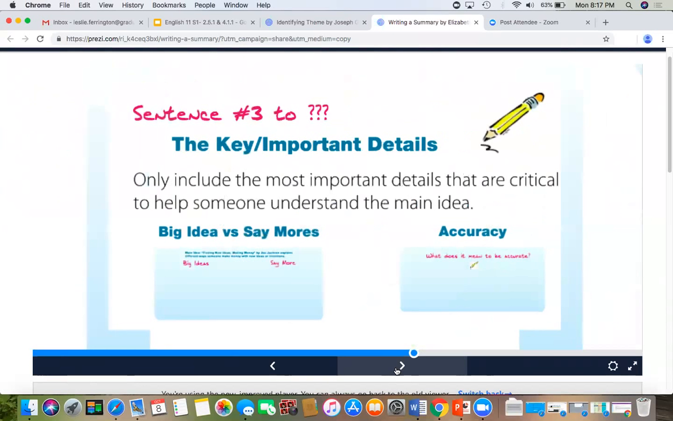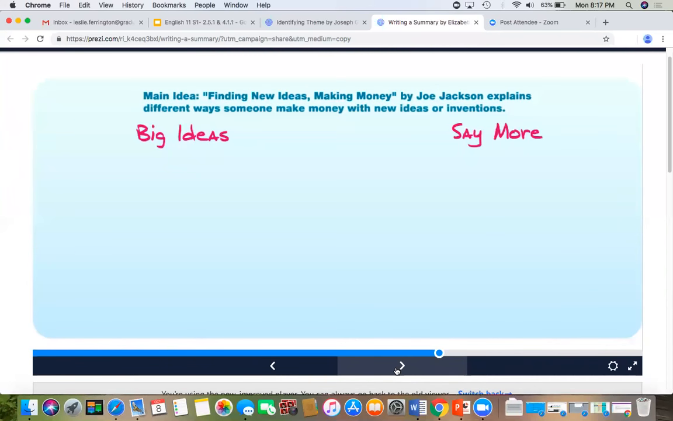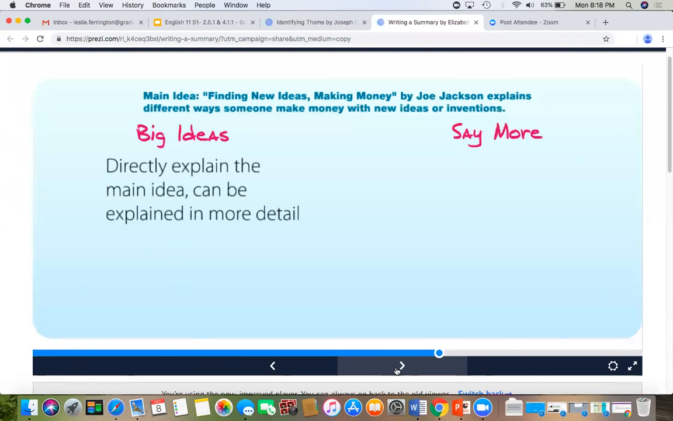Sentence number 3, the key or important details. Only include the most important details that are critical to help someone understand the main idea. So, main idea, Finding New Ideas, Making Money by Joe Jackson explains different ways someone makes money with new ideas or inventions. So the big idea is to directly explain the main idea.